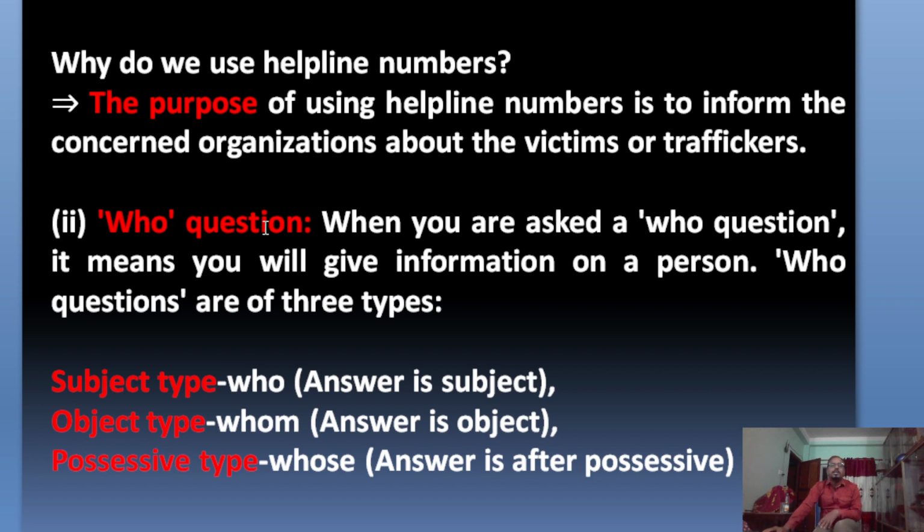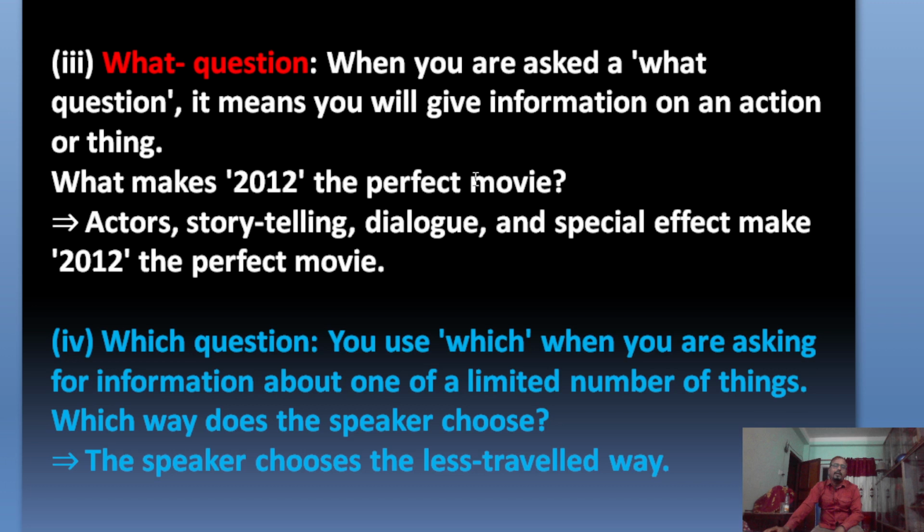Who questions. How can we ask the who questions or reply to them? When you are asked a who question, it means you will give information on a person. Who questions are of three types. Subject type: who, the answer is the subject. Object type: whom, the answer is the object. Possessive type: whose, the answer is after the possessive. So these things we must remember here.